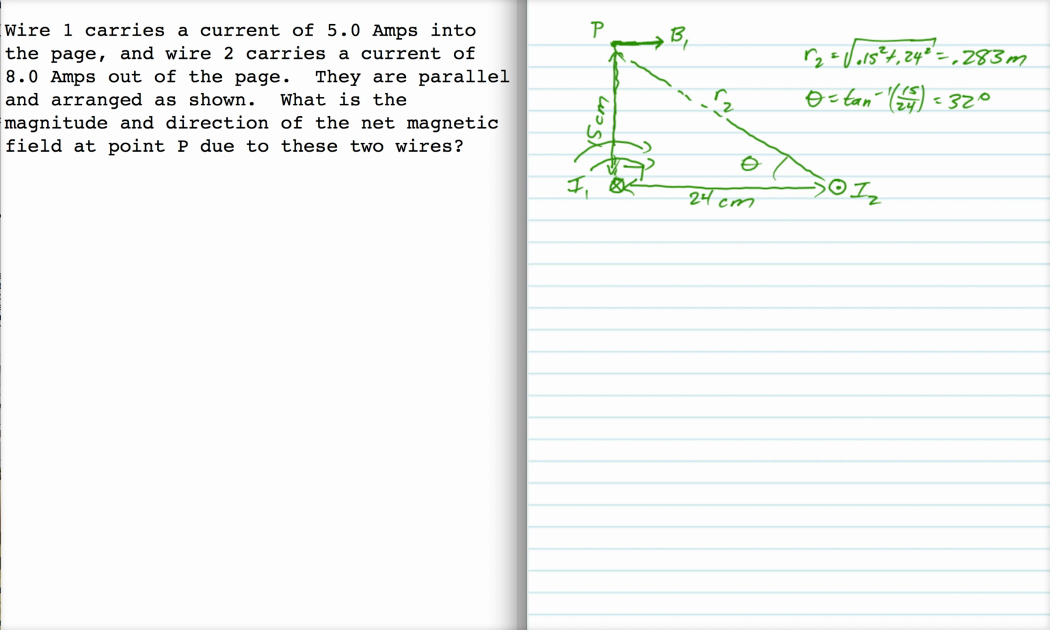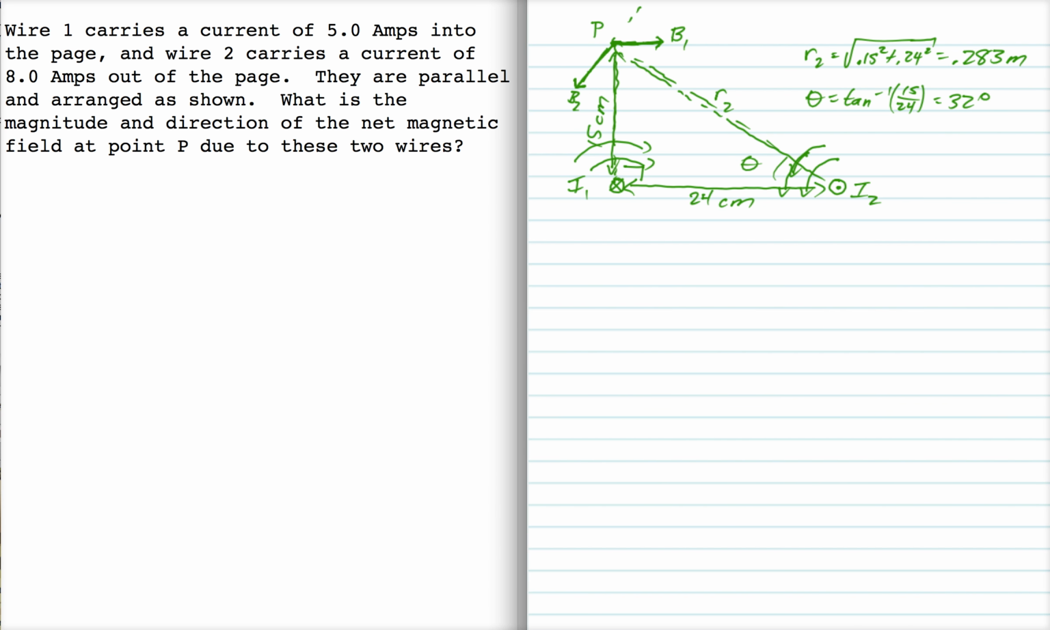Now I2, according to the right-hand rule, the magnetic field due to I2 curls around like that. So what I need to do then is draw a line perpendicular, right, a line that's perpendicular to this radius vector. And since the magnetic field goes around like that, that means the magnetic field due to I2 is going to go off like this.